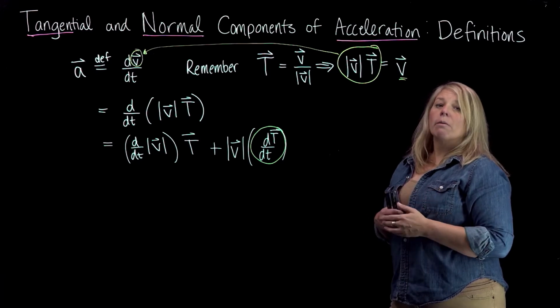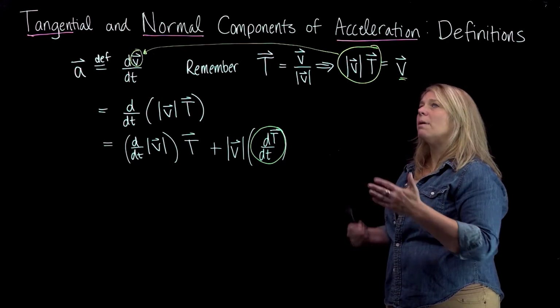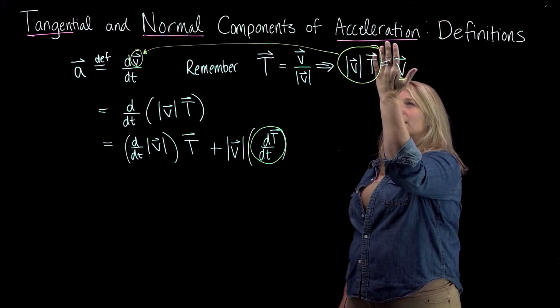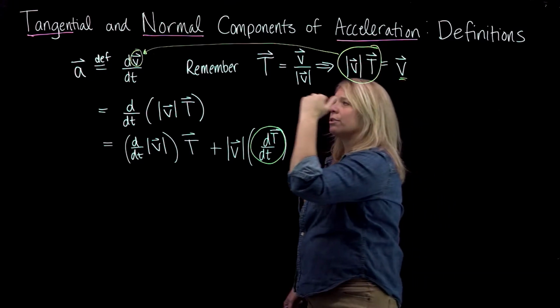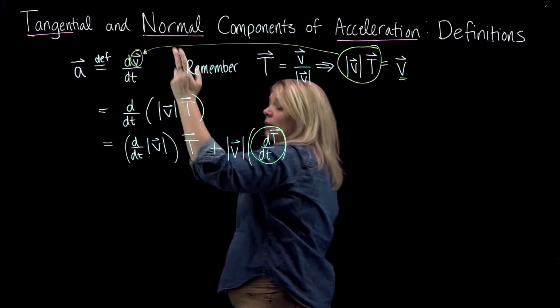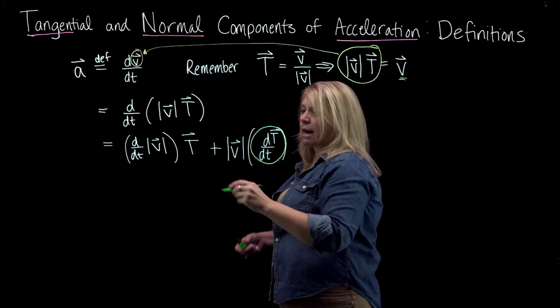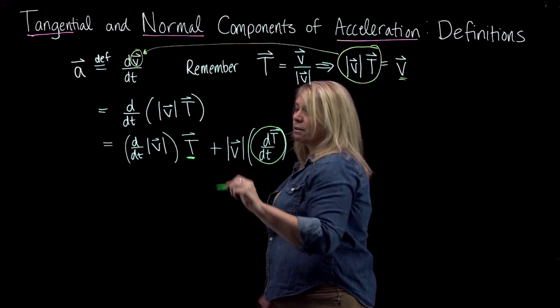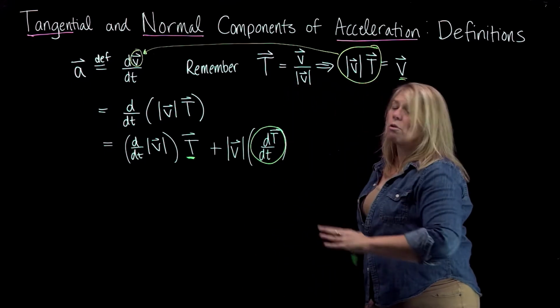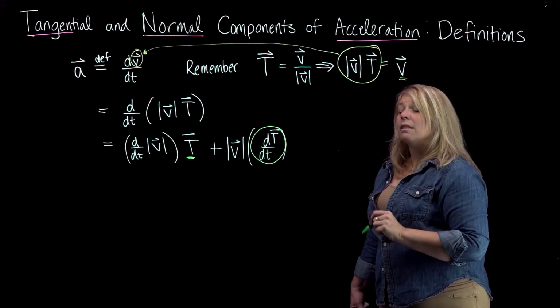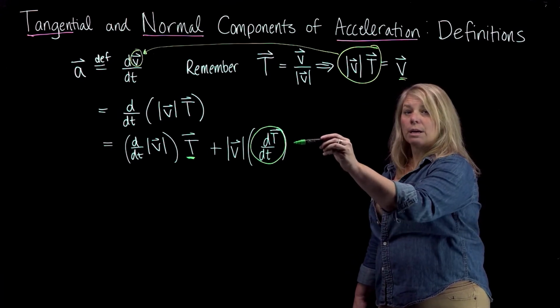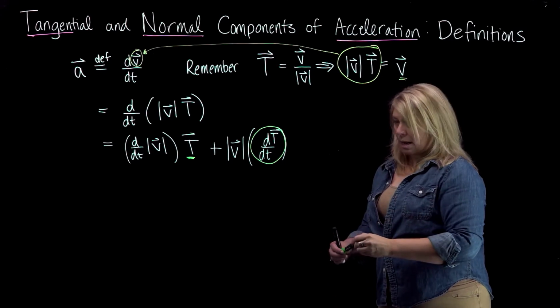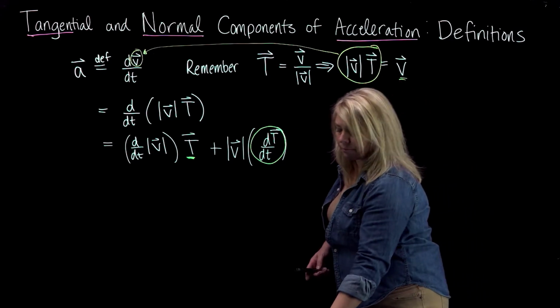So when we think about what we're going to replace that with, remember that our idea here was that we wanted to relate the acceleration vector to the unit tangent and unit normal vector. And you can see right here we've got the unit tangent vector, but we do not have the unit normal vector in here somewhere. There is, however, a relationship between the unit normal vector and dT/dt.